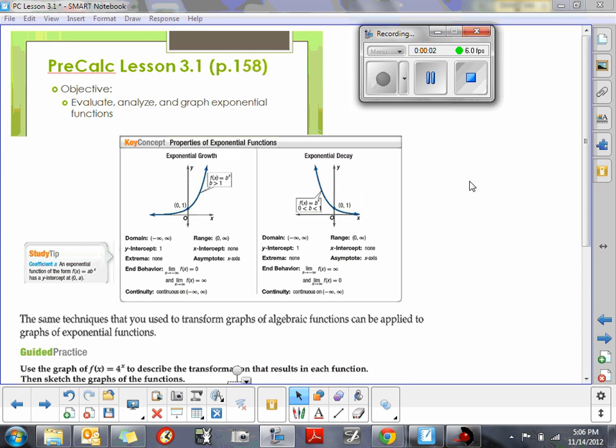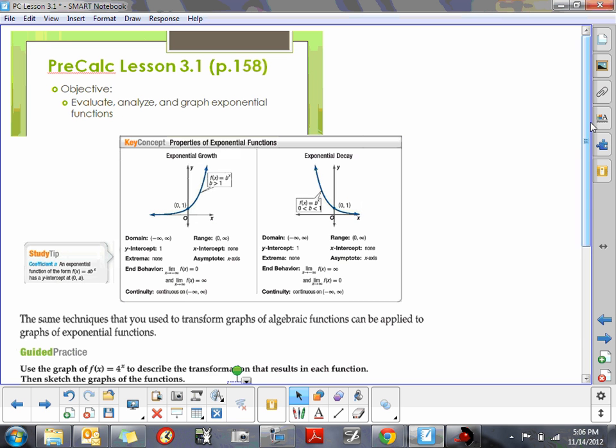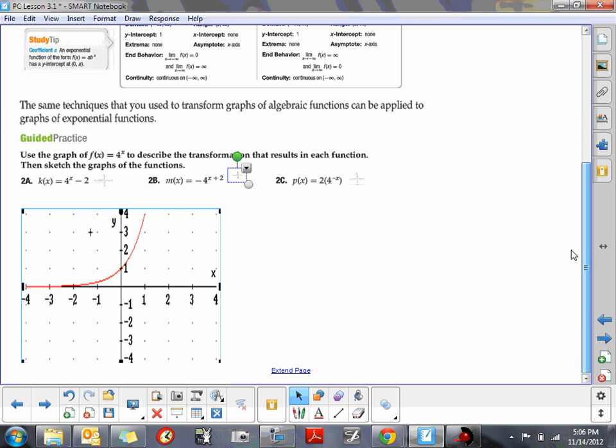In the next set of examples, we're going to show you some more quick examples of how we can use these transformations to help move the graphs around. We're going to use as a basis the sketch of the graph of f of x equals 4 to the x, and that's the red graph here.